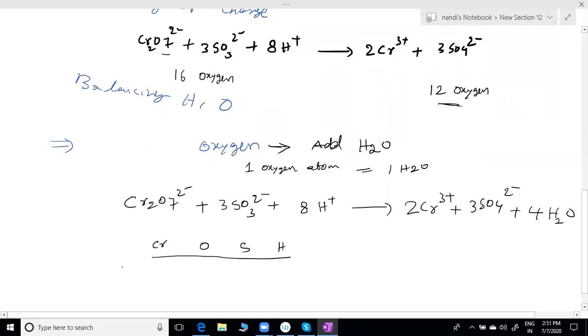You can check it. How many chromium on the left side? This is the left side and right side. Left side 2 chromium. Right side how many? Right side also 2 chromium. Don't think about charge, check the symbols. And oxygen, how many atoms? 16 oxygen atoms on the left side. Right side also, by adding 4 H2O, I got 16. Sulfur left side is 3. Right side also 3. And hydrogen left side 8. Don't think about the sign, just see the hydrogen symbol. Here also 8. So our reaction is balanced.